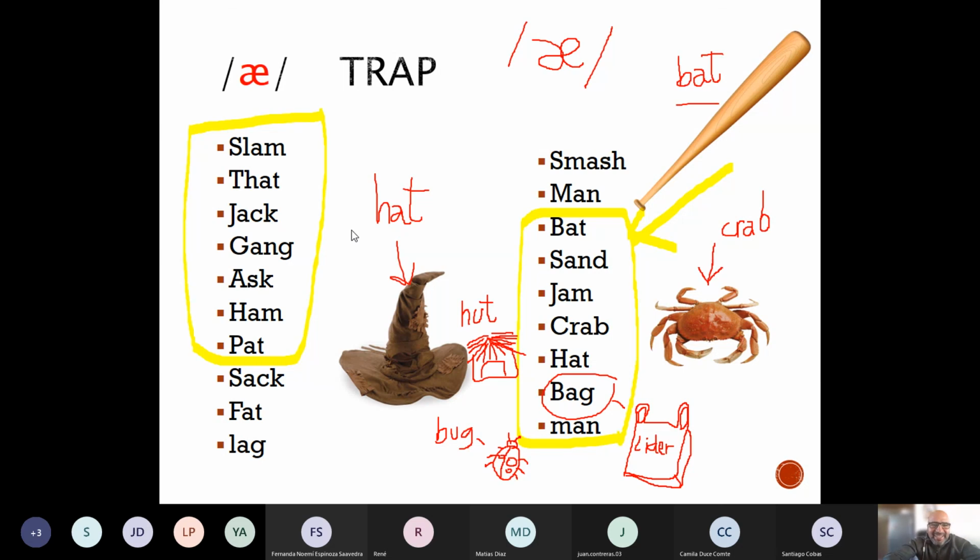Okay, so I think it's time for us to have a break, all right? And after the break, we're going to have a practical exercise in which you are going to have short dialogues, including the sound represented by the vowel that we are going to call the trap vowel.